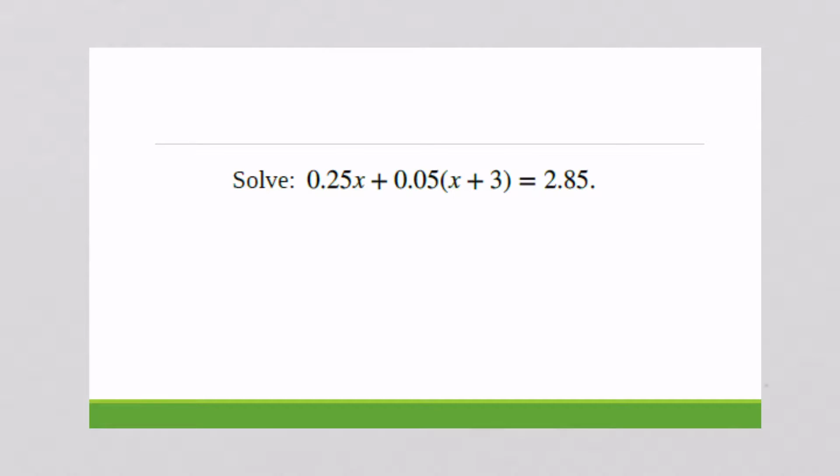Okay, last one. So my recommendation on a problem like this is don't start off by multiplying by 100. Start off by distributing your number, and then we'll get rid of the decimals. So I'm just going to rewrite this. 0.25x plus 0.05 times x is 0.05x plus 0.05 times 3 is 0.15. Yes, I did type that in because I'm telling you, decimals mess with my head too.